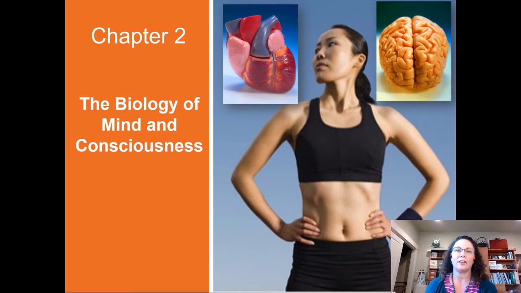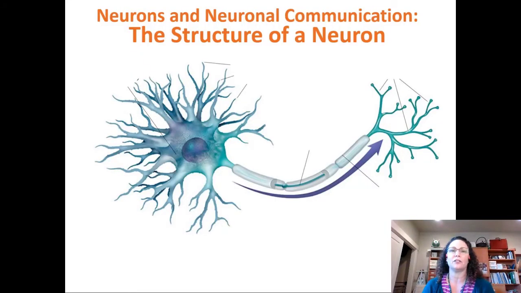And way later in the text, we're going to talk about the biggest things that could impact your behavior, culture, and your social setting, and things like that. So I kind of like the structure of this book because it sort of takes us through from the smallest possible contributors to the biggest possible contributors, everything in between. So let's get started with the biology of mind and consciousness.